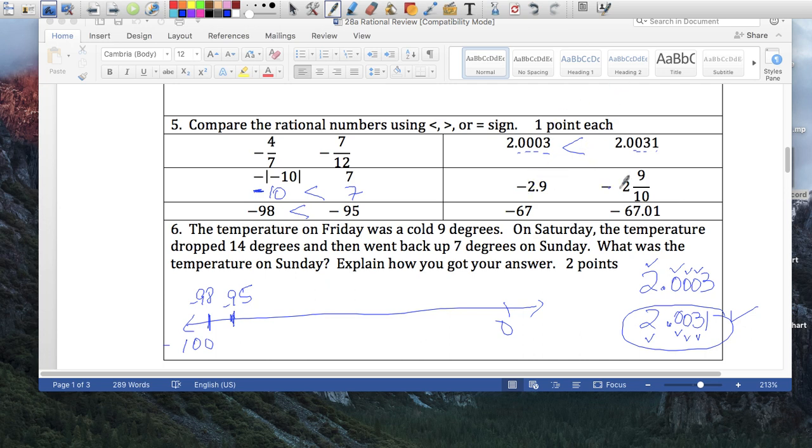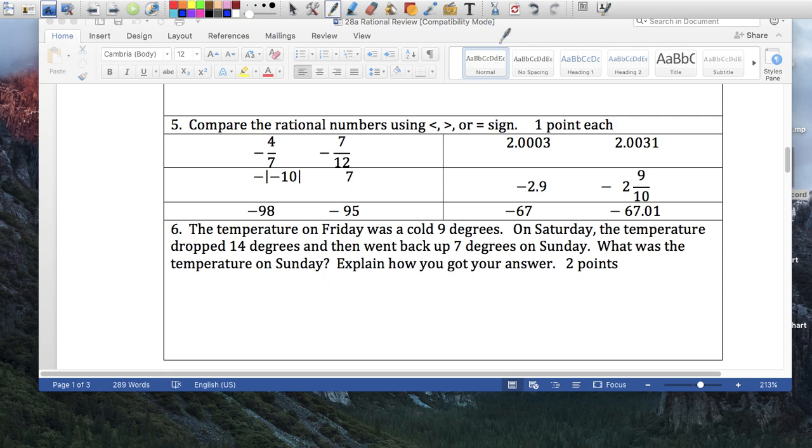Negative 2.9 and negative 2 and 9/10. Actually, this one's a little tricky. How do we change that to a fraction? You can change this either way, either to a fraction or a decimal, but I would definitely do this as a decimal. Negative 2.9 as a fraction would be negative 2, and 9 is in the tenths place, so that would make a fraction with 10 being the denominator, and 9 goes on top. So if you notice, negative 2.9 and negative 2 and 9/10 are actually equal to each other, just written in a different form.